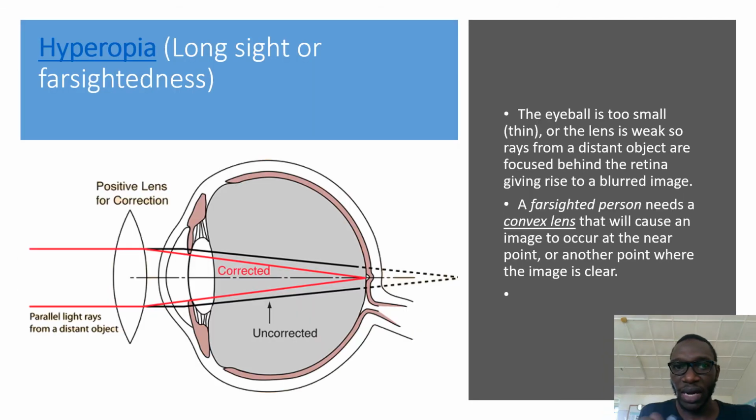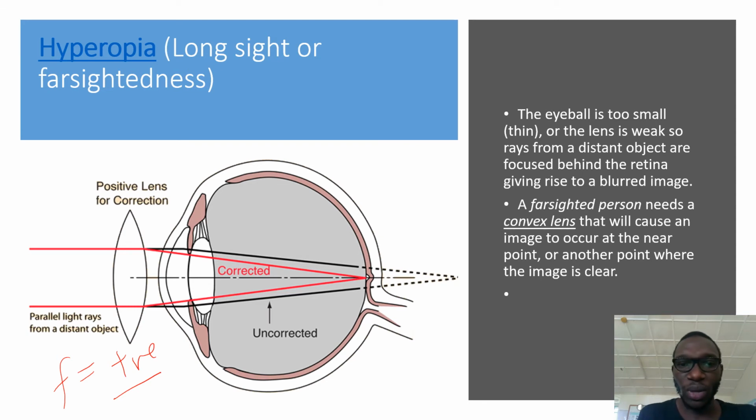So the next one is hyperopia, which is long sight or far-sightedness. As the name sounds, you are able to see distant objects clearly, but those which are near you, below a certain distance, you cannot see them clearly. Let's look at the diagram. This lens is a converging lens. A converging lens has a positive focal length.